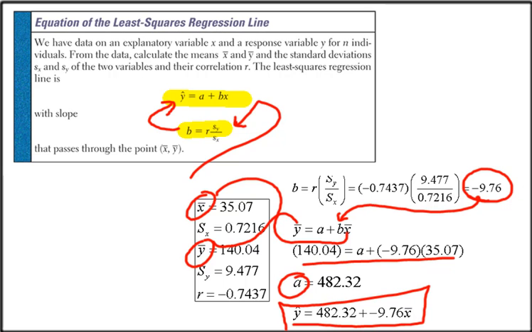All right, so that's the big thing we're looking to accomplish here, is understand what a least squares regression line is, how to get it by the formula or on the calculator.